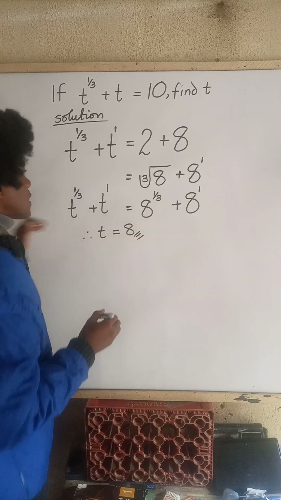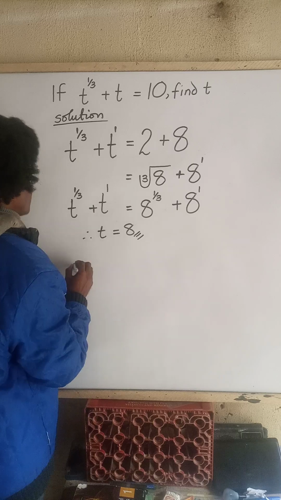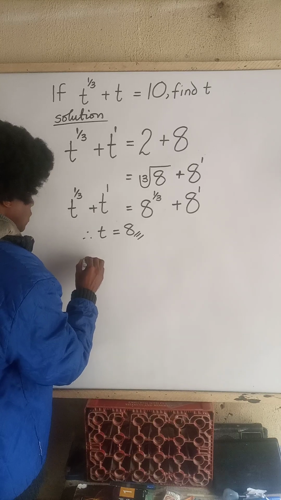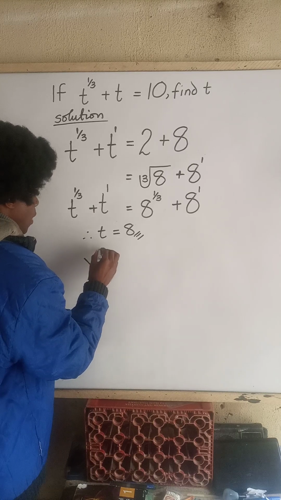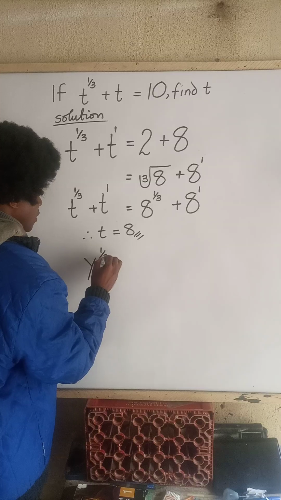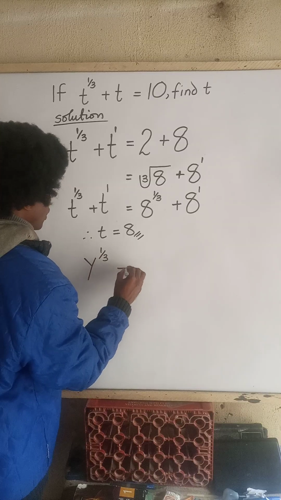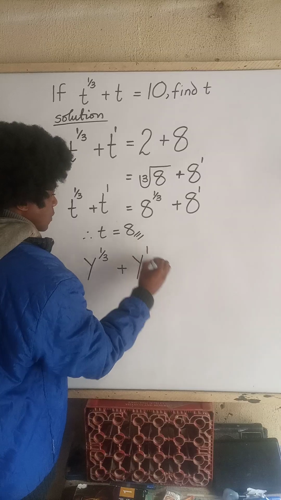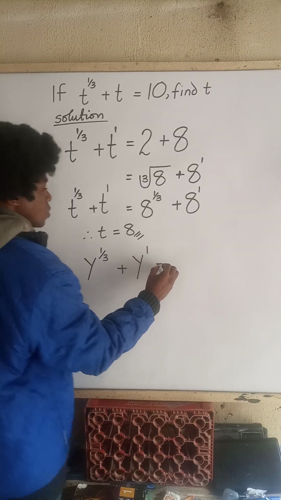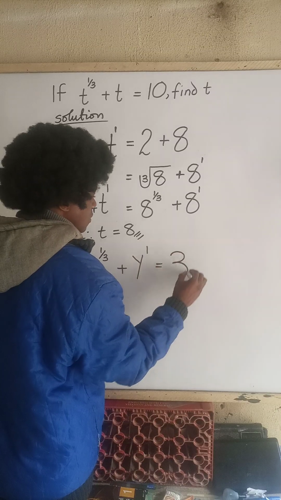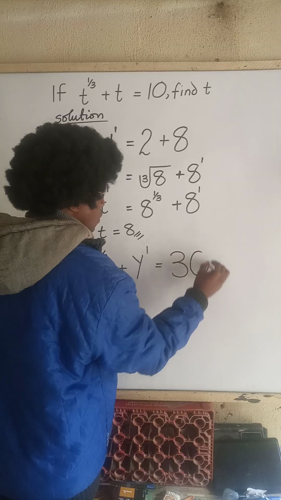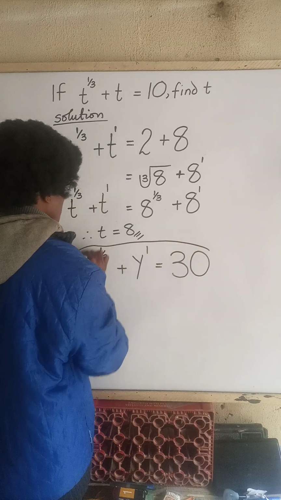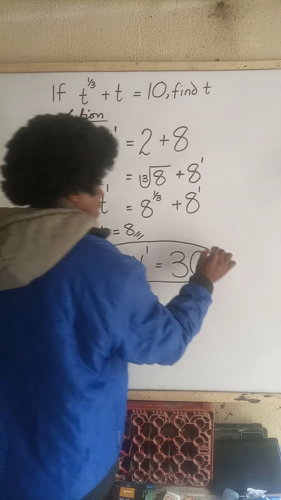Now, if you understand this, solve this. y power 1 over 3 plus y power 1 is equal to 30. Solve this question and drop your answer in the comment section.